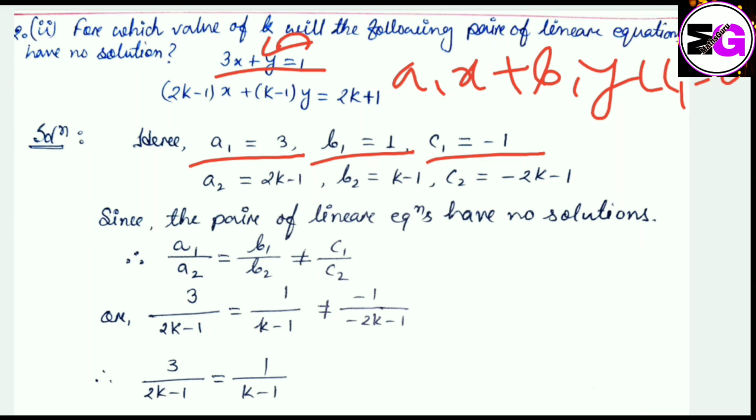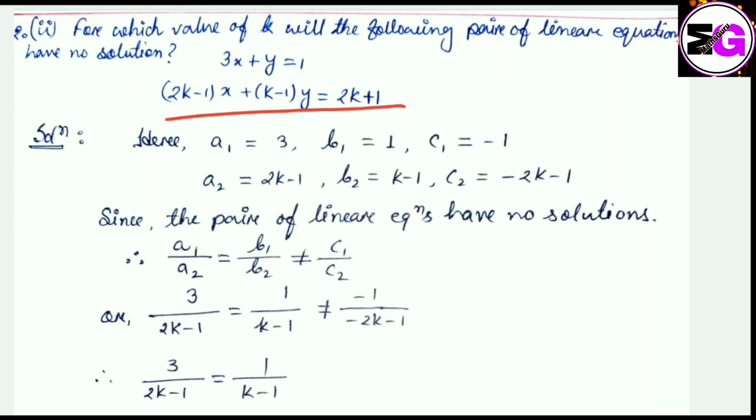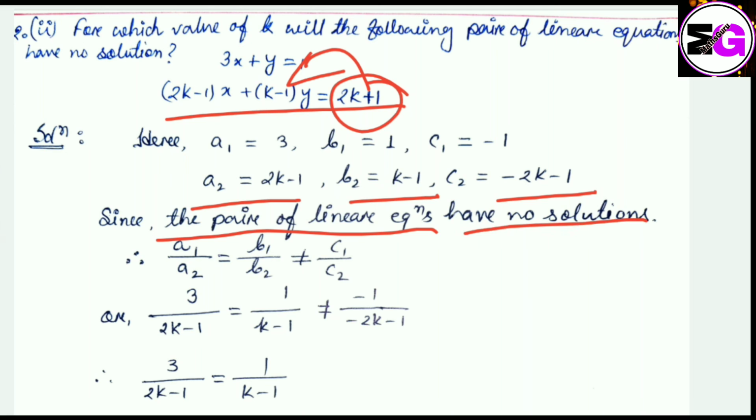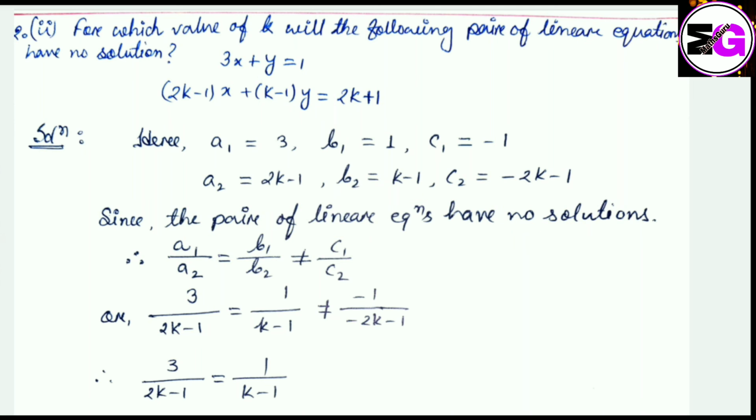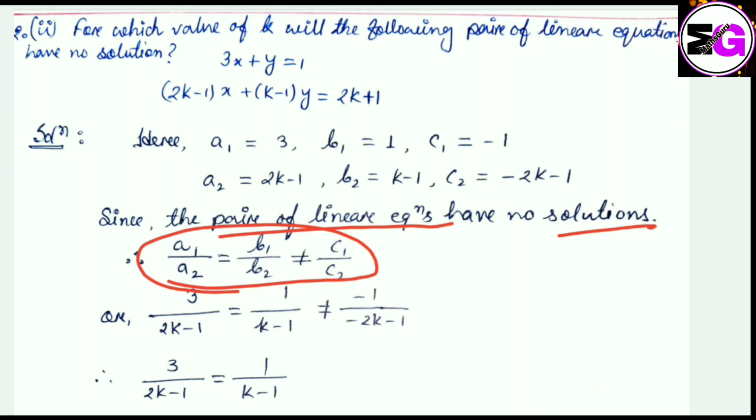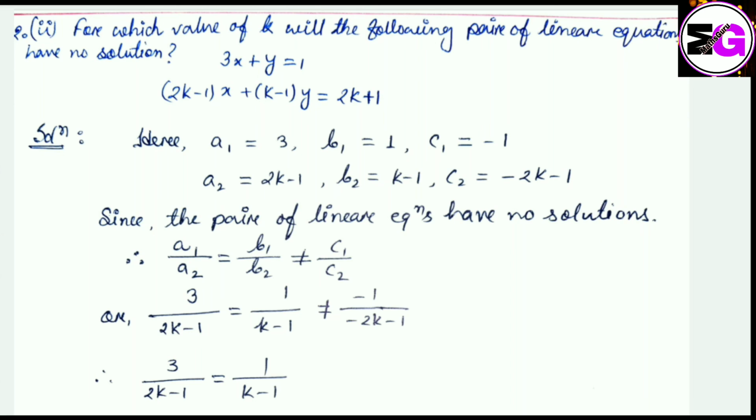Okay, so from the second equation, this a2 is equals to twice k minus 1, b2 is equals to k minus 1, and c2 is equals to minus k minus 1. If twice k plus 1, then minus twice k minus 1. Okay, yes, I already told you that since the pair of linear equation have no solution, a1 by a2 is equals to b1 by b2 is not equals to c1 by c2. That is putting the values of a1 a2 b1 b2 c1 c2.